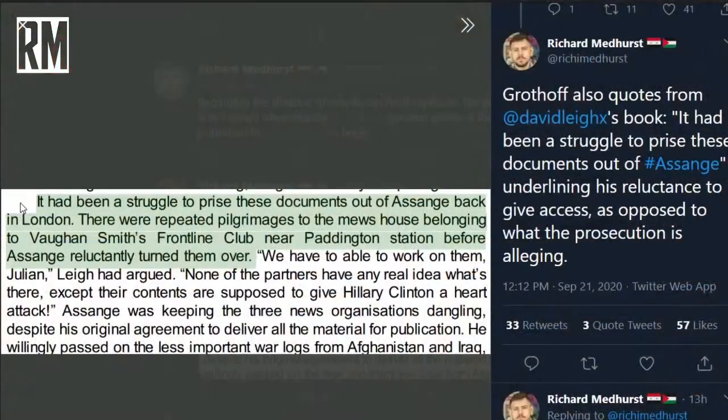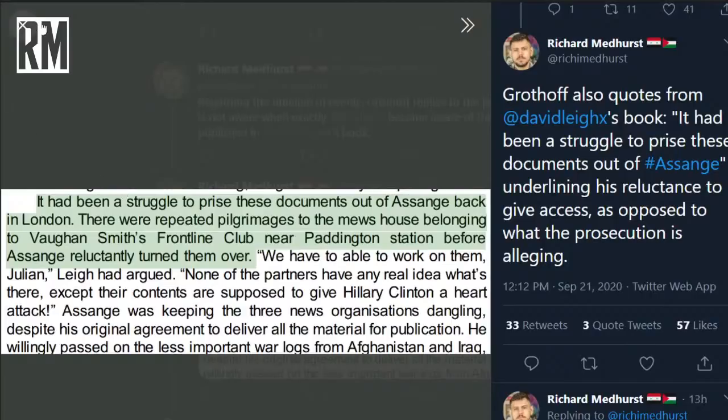And Professor Goldhoff, he even quotes Lee's own book, where you have the password, right? So let me read you this passage from the book. It had been a struggle to prise these documents out of Assange back in London. There were repeated pilgrimages to the Mews house belonging to Vaughan Smith's Frontline Club near Paddington Station before Assange reluctantly turned them over.